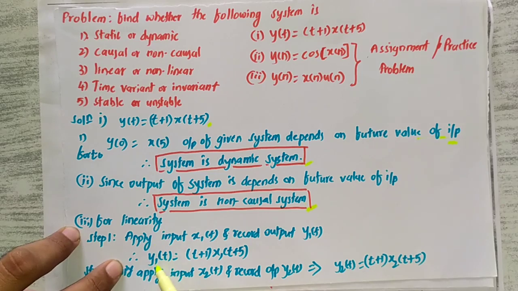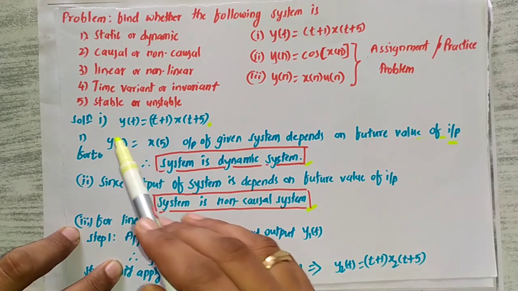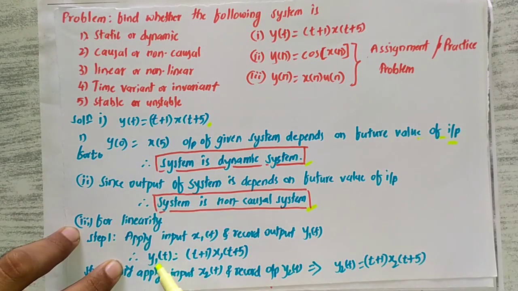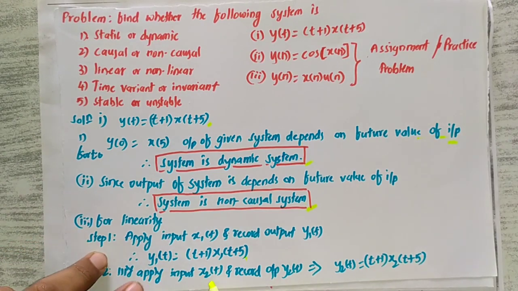So correspondingly, it is simply changing the nomenclature here. y1 of t equals t plus 1 times x1 of t plus 5. So when x1 of t plus 5 is given as input, y1 of t comes as output; that is what we are considering. Similarly, we apply the input x2 of t, and correspondingly we note y2 of t as the output response. So y2 of t equals t plus 1 times x2 of t plus 5. I hope it is clear to you.